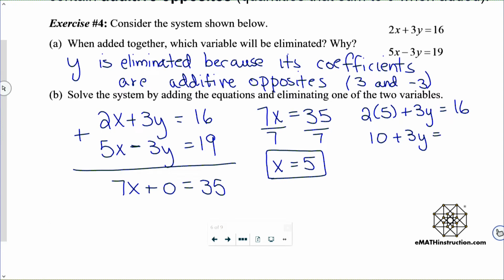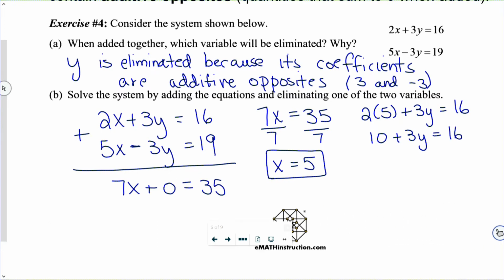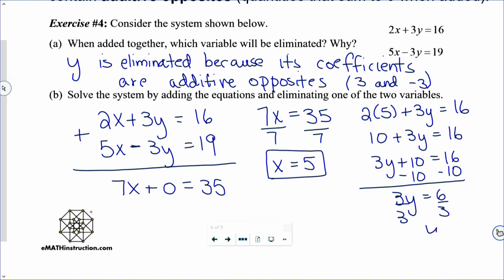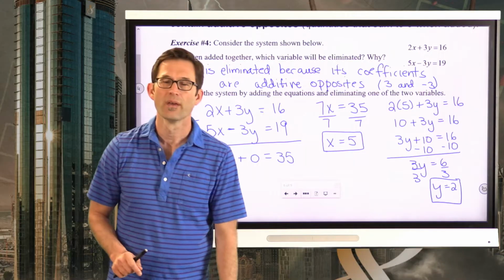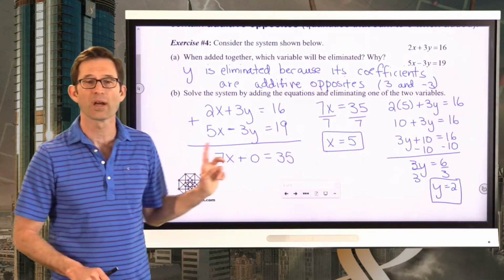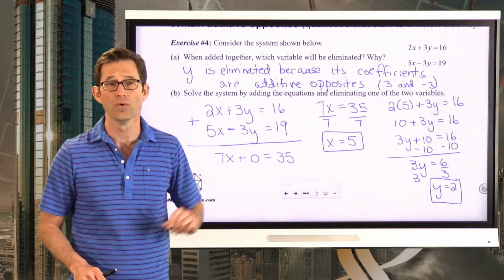10 plus 3y is equal to 16. If it helps you to reverse the order on that left-hand side, 3y plus 10 equals 16, go ahead and do it. Subtract 10 from both sides. I'll get 3y is equal to 6. Divide both sides by 3. And y, right, snuck down there in the lower right-hand corner, is equal to 2. Now, of course, it does not hurt at this point to take the 5 and the 2 and check them in the equation that we didn't use to produce the y.